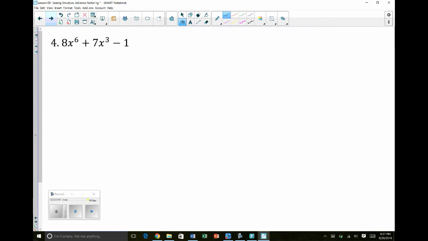Number 4, 8x to the 6th plus 7x cubed minus 1. Well, this looks awfully a lot like 8n squared plus 7n minus 1. But instead of an n, you have an x cubed plugged in there. So let's factor this and then plug in an x cubed. Well, my leading coefficient's not 1, so I should probably use the AC method, unless you like guessing and checking so much. What multiplies to a times c, what multiplies to negative 8, that adds to 7. Well, that's 8 and negative 1.